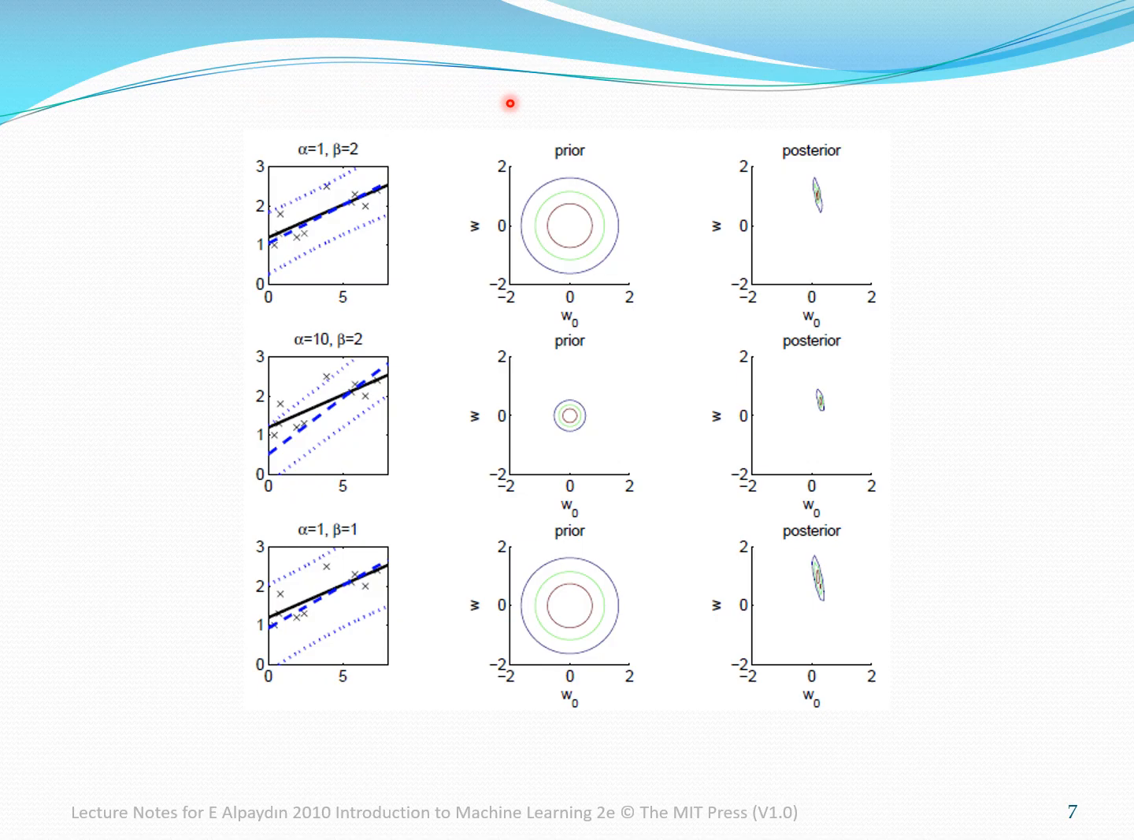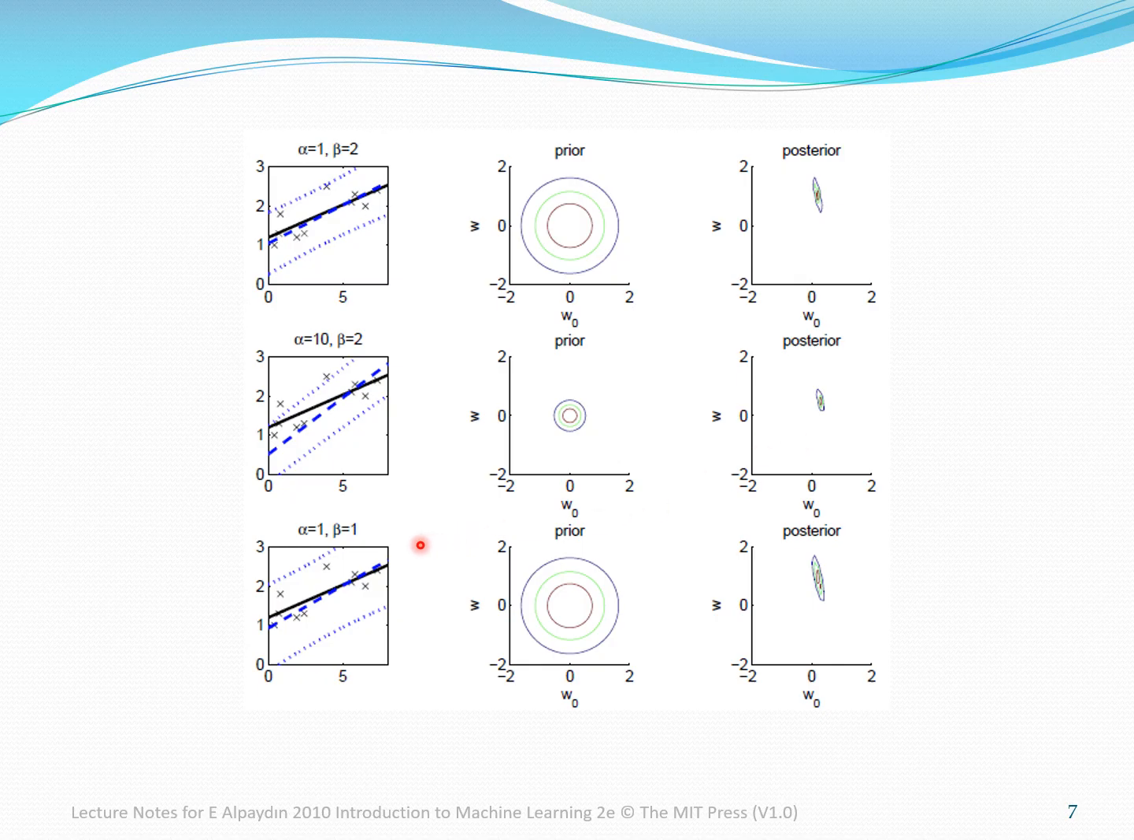So this slide explains the graphical image of prior and posterior when alpha and beta differ in each case. First, let's talk about the first one: alpha 1, beta 1. The image of prior is this and the image of posterior is this. Moving forward to the next case, alpha is 10, beta is 2. You can see the image of prior and the image of posterior.